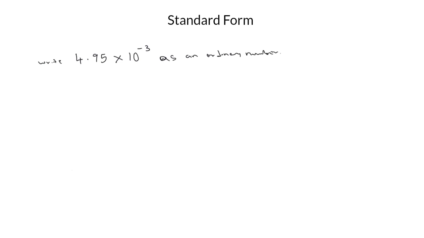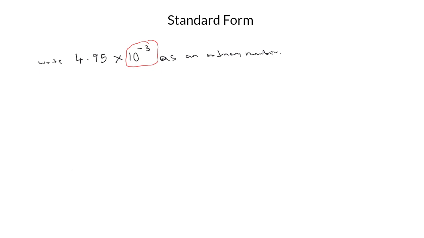The first thing, and that's a good way to start, is to look at what type of number you are dealing with. Is it a large number or a small number? Since the power of 10 here is negative, I know it's a small number. So you know that the decimal point has actually moved 3 times.